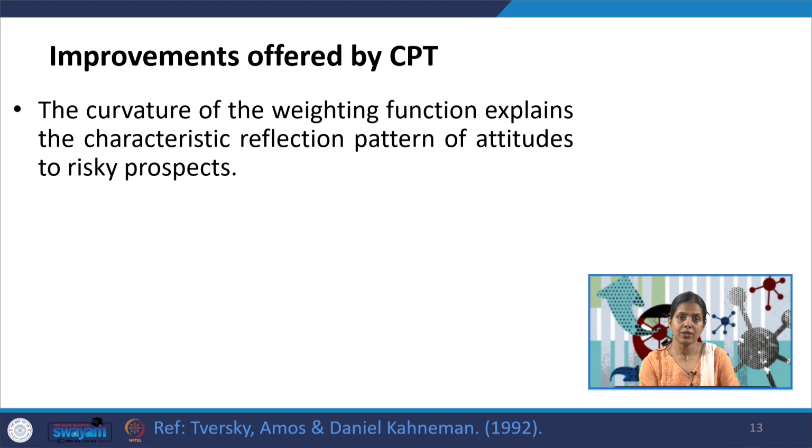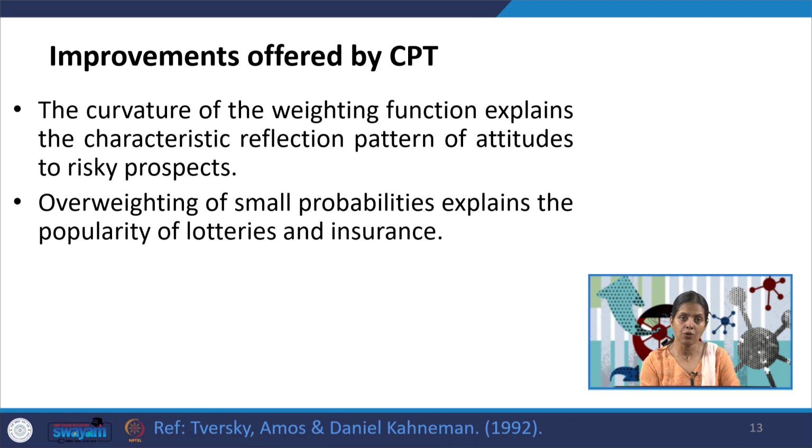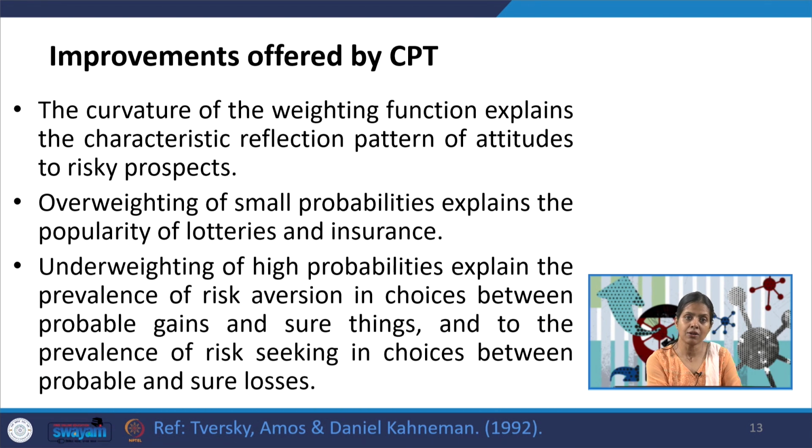The curvature of the weighting function explains the characteristic reflection pattern of attitudes to risky prospects. Overweighting of small probabilities explains the popularity of lotteries and insurance. Underweighting of high probabilities explains the prevalence of risk aversion in choices between probable gains and sure things, and the prevalence of risk seeking in choices between probable and sure losses.